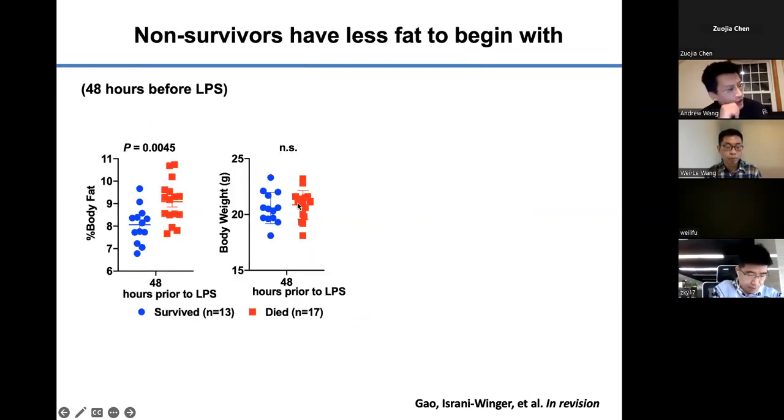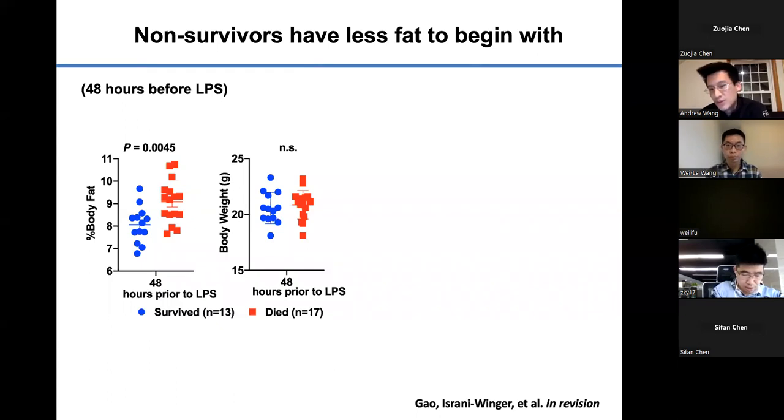So actually, in the course of doing these experiments, we made this very surprising observation that if you MRI'd the animals, and keep in mind these are all black 6J animals that we breed in-house, that we got from Jackson, that are all kept in the same cage, in the same rack, on totally normal chow, if you looked a couple of days before you gave them LPS, already you could see a difference in the mice that would eventually die in terms of the amount of body fat that they had.